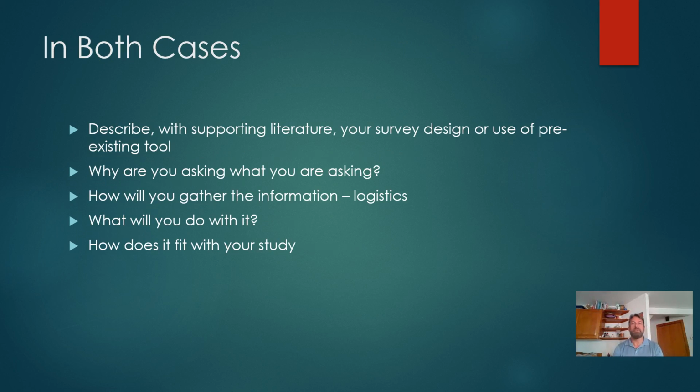In both cases, describe with supporting literature your survey design or your use of a pre-existing tool. What you're going to want to put in your methodology section is why you designed what you designed, or why you picked what you picked, and what relevance it has to your particular study. Indicate why you're asking what you're asking. Be clear about how you will gather the information. Most online surveys, that's pretty easy. SurveyMonkey will just provide you with reports that give you the results. But in some cases, it may be more complex. Indicate what you're going to do with the data that you receive, and how well it fits your study.